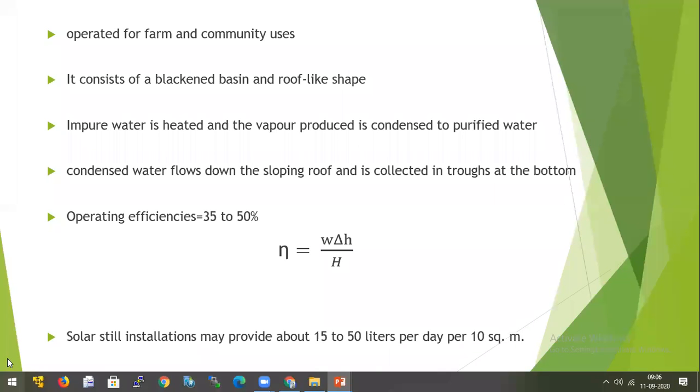As discussed before, we are having operating efficiencies of 35 to 50%, and these operating efficiencies are for the basin type. These are not the achieved percentages in practical units as compared with the theoretical units. At maximum they can be up to 60%.